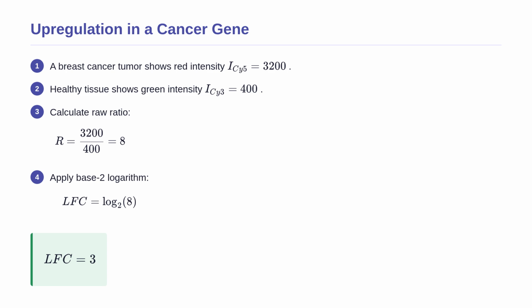Next, we convert this to our standard LFC metric by taking the base 2 logarithm of 8. Since 2 raised to the power of 3 equals 8, our final answer is exactly 3. Because this is positive and large, the gene is highly upregulated, making it a target for new drugs.